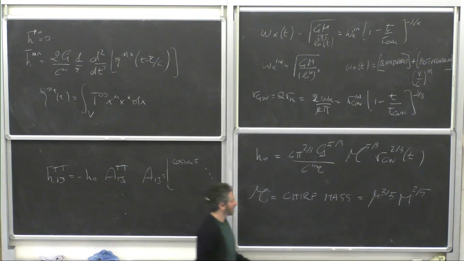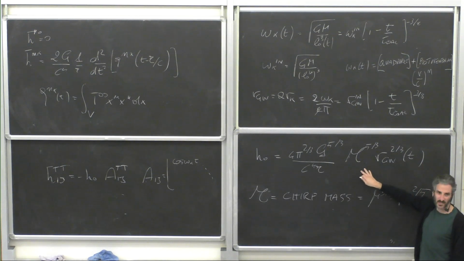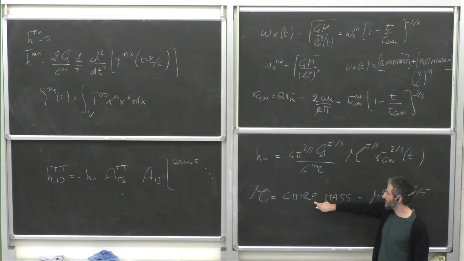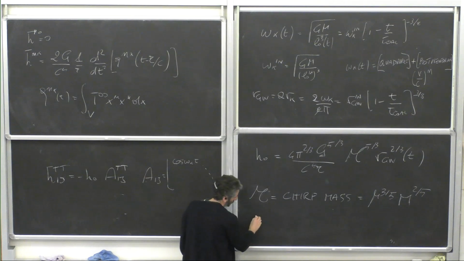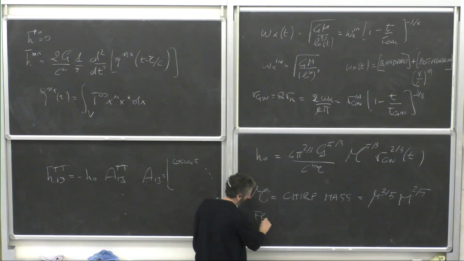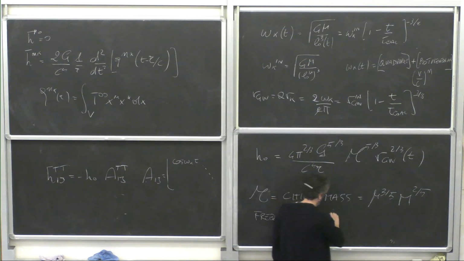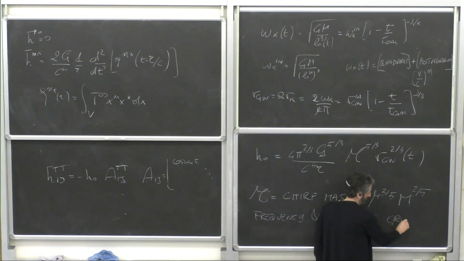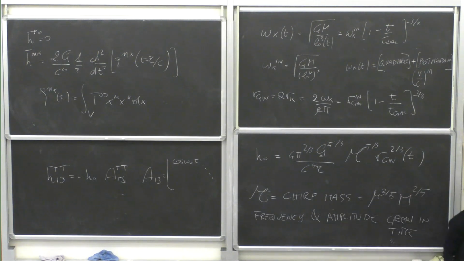Now, this tells you something, besides recasting everything in terms of the chirp mass. The fact that it's called chirp has a physical meaning. There's a reason why it's called chirp. As you see from h0, in the gravitational wave, both the frequency and the amplitude grow in time.